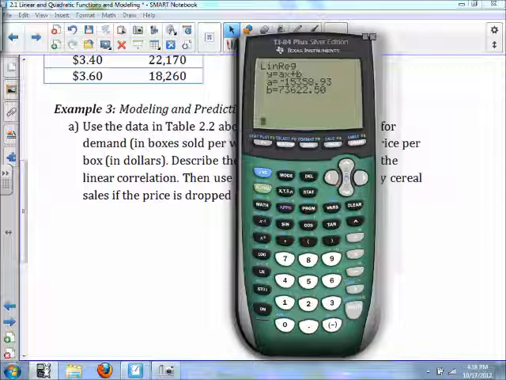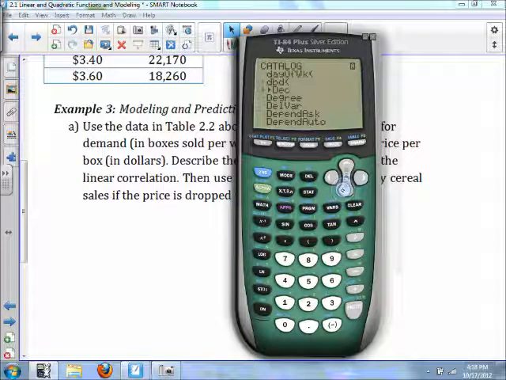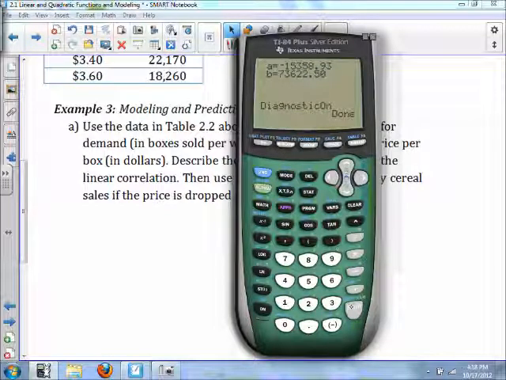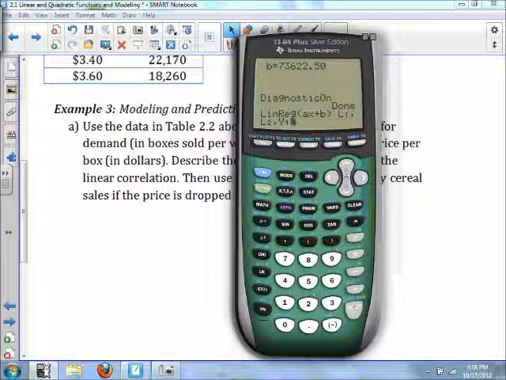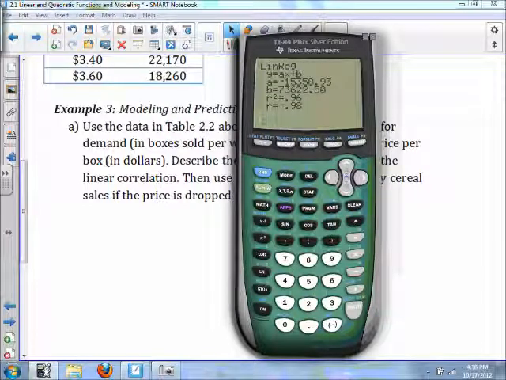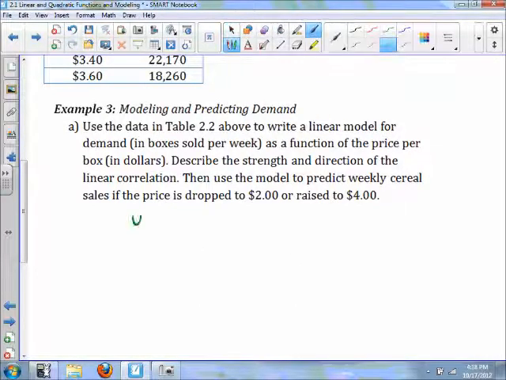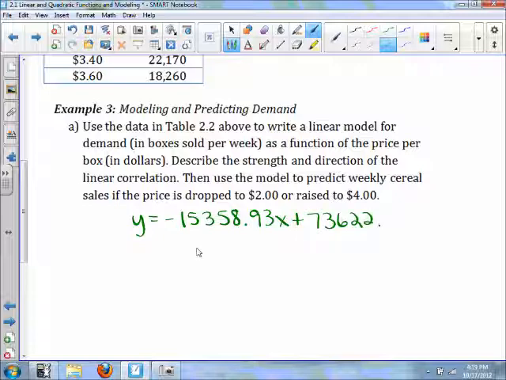Now, if you notice, I don't have a diagnostic on. So what I want to do, I'm going to go put my diagnostic on. I'm going to press second enter a couple times to get this back up. Now when I do that, I have a diagnostic on. Now you can see that the R value is negative 0.98, which means it'll tell you it's a strong negative correlation. So our equation will be Y equals negative 15,358.93x plus 73,622.50. So there's our regression equation.